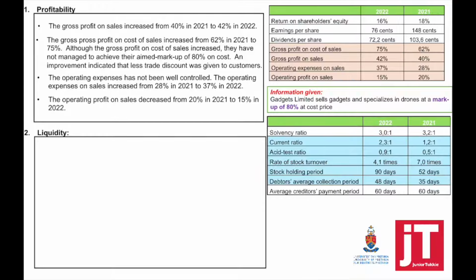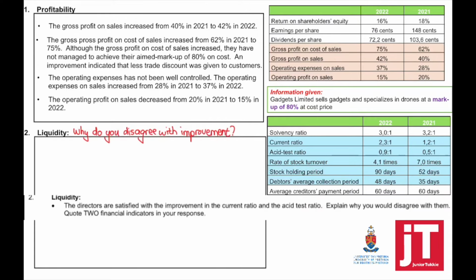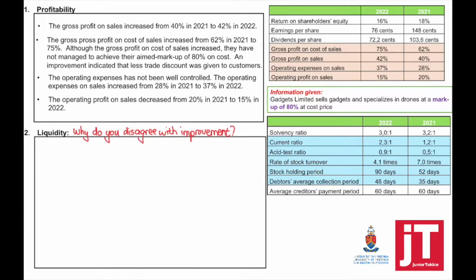But now you need to look at what does the question say exactly. The directors are satisfied with the improvement in the current ratio and the asset test ratio. Explain why you would disagree with them. Quote 2 financial indicators in your response. So this is not just simply writing any of those liquidity financial indicators. Be careful in how these questions are asked.